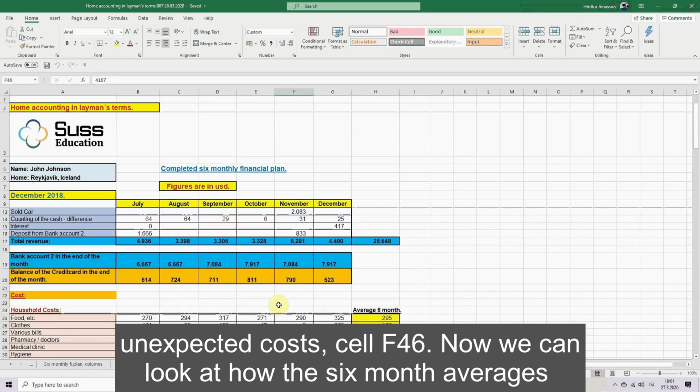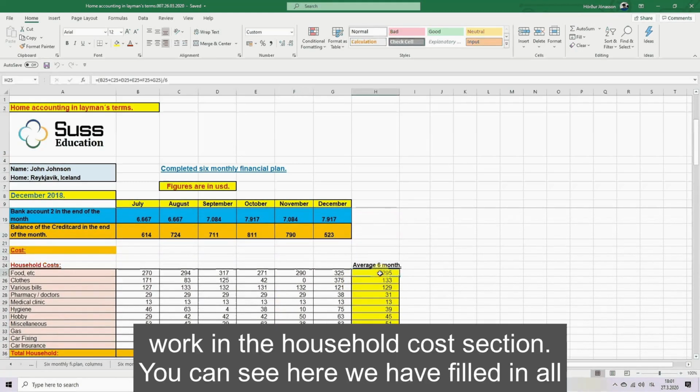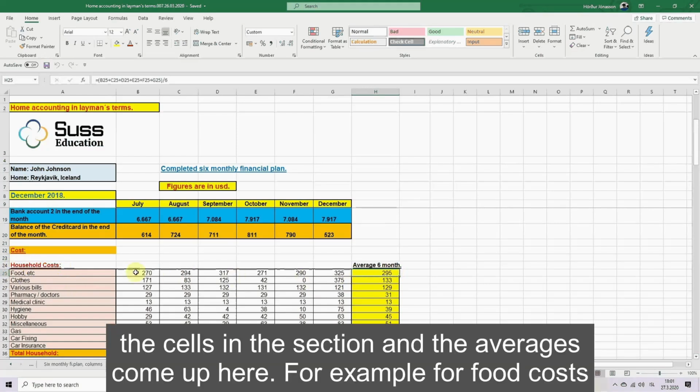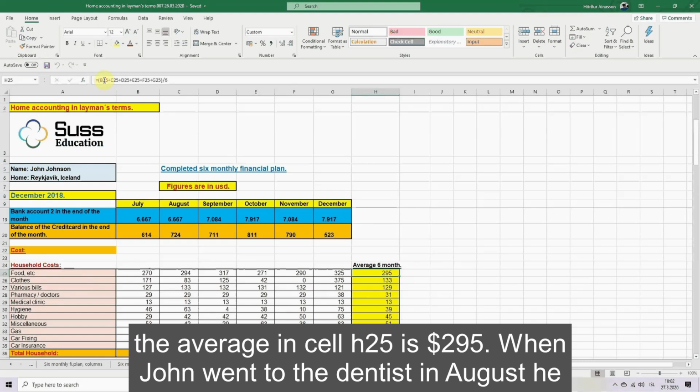Now we can look at how the 6-month averages work in the household costs section. You can see here we have filled in all the cells in the section and the averages come up here. For example, for food costs, the average in cell H25 is $295.